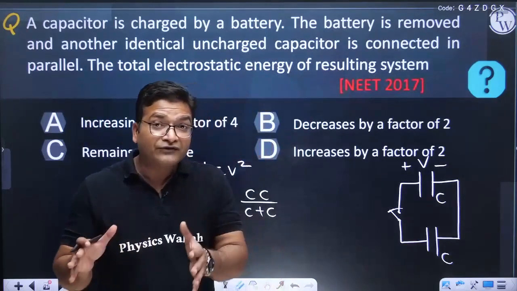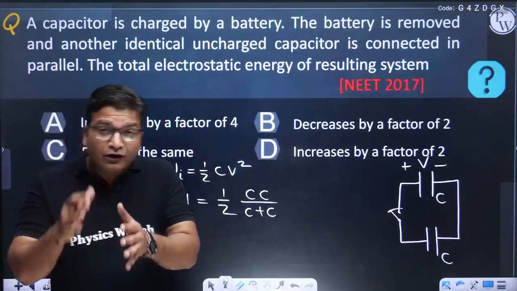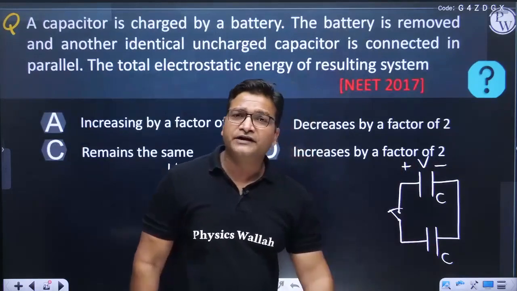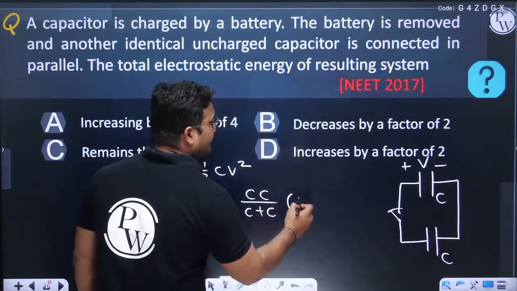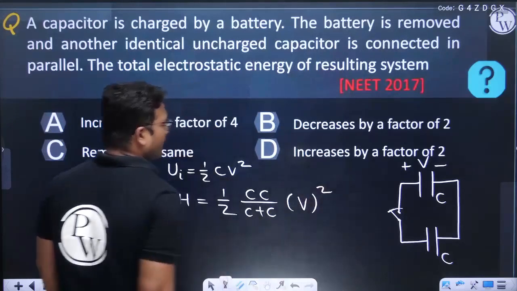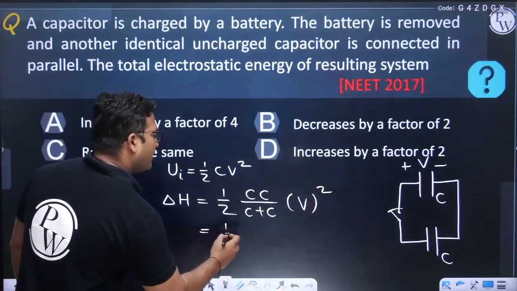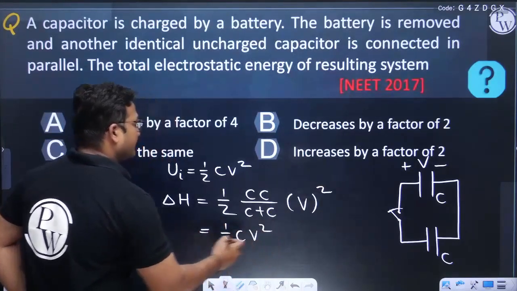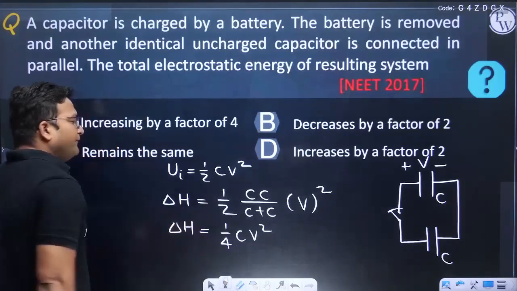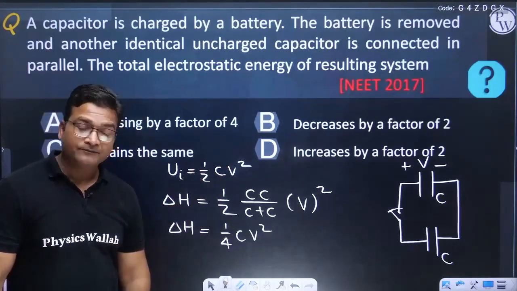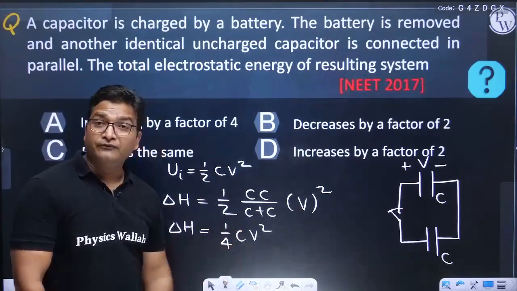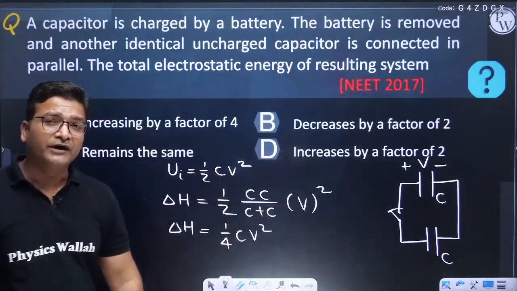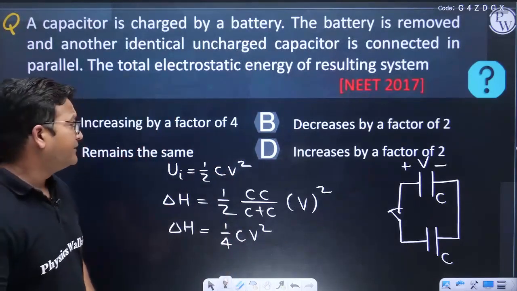You know the velocities are analogous to voltages. So one capacitor has voltage V, another capacitor has voltage 0. So relative potential is simply V minus 0, that is V square. So it becomes half, no, it becomes 1 by 4 CV square. This is the heat loss. So if initially we have 0.5 CV square, the lost energy is 0.25 CV square, the remaining energy would be this minus this, that is 0.25 CV square or 1/4 of CV square.